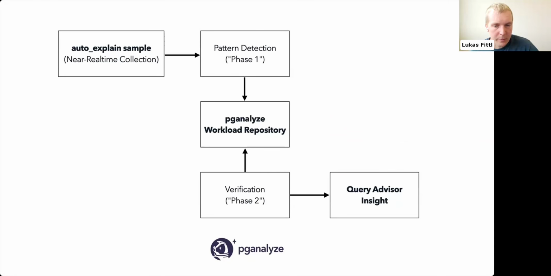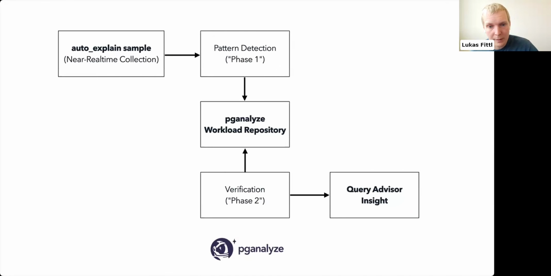Now, the idea here is how this works. In the auto-explain case, when pganalyze gets an auto-explain sample for automated explain integration, that is basically near real-time collection, right? It's log-based, depending on the provider. Sometimes it takes up to 30 seconds, but we basically pick those up as they happen. Then as the sample comes into pganalyze, we run a first initial phase one pattern detection where we just see, is this query potentially problematic, right?